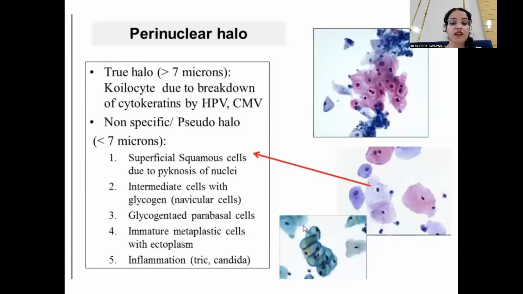So we should not confuse these features with the true halo, because if we find a true halo, we should look for HPV. We should look for cytopathic changes, nuclear changes and cell size changes to rule out any LSIL. And in case of a true halo, we should get HPV testing done, or molecular or genotyping done.